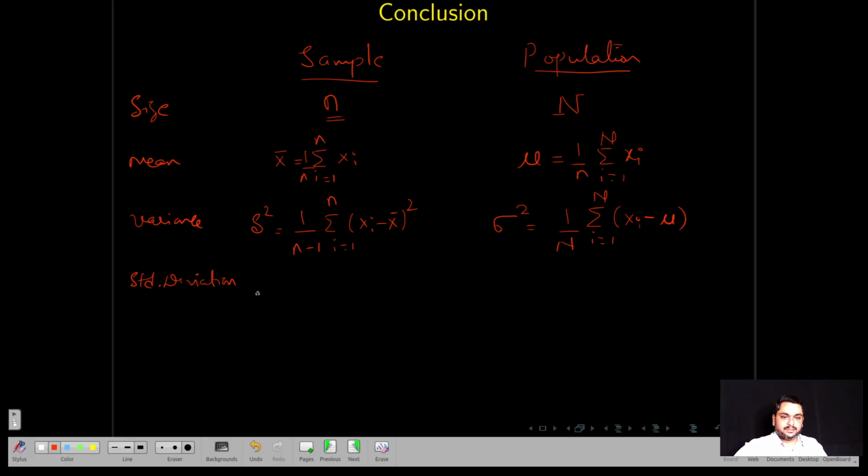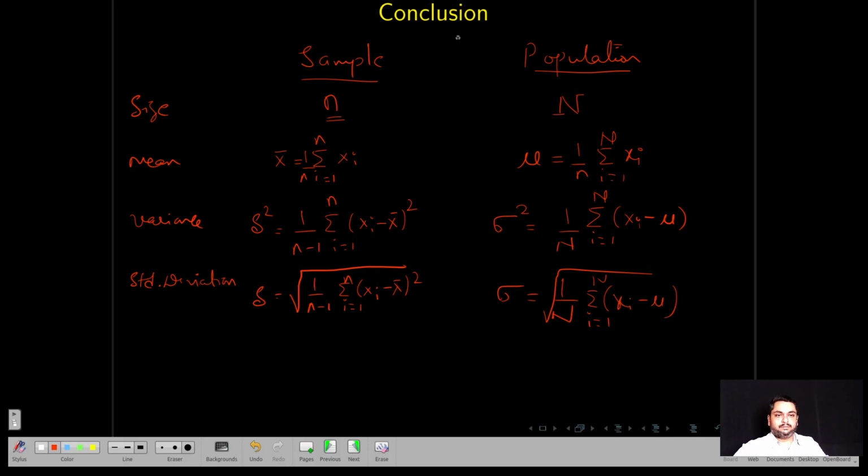Then standard deviation is represented as s. That is nothing but square root of 1 by n minus 1 summation i equal to 1 to n, xi minus x bar whole square. Here it is represented as sigma, the square root of 1 by n summation i equal to 1 to n, xi minus mu whole square. Please remember this. In the problem, just observe whether they are mentioning sample or population. Based on that, you apply these formulas.